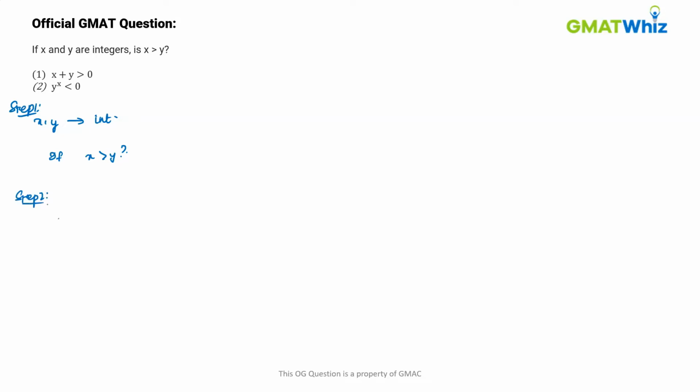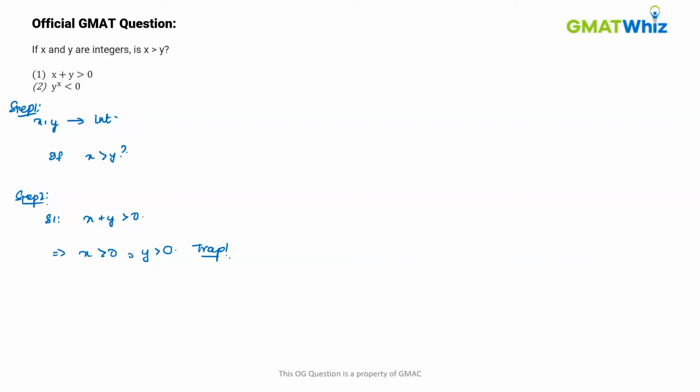and analyze statement 1. In statement 1, we are given that x plus y is greater than 0. Now, a lot of students might infer that the individual values of x and y are greater than 0. But be aware of this, guys. This is a trap. This is an incorrect inference that you can make from here. The individual values may or may not be greater than 0, but the sum can definitely be greater than 0 for some values of x and y.